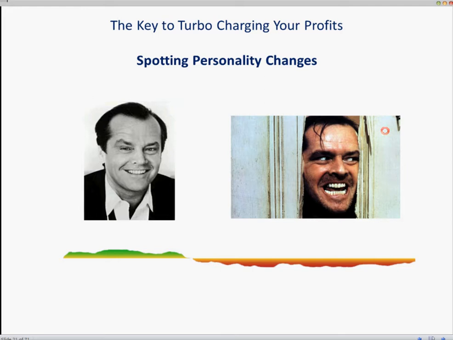Now, we've taken this concept one step further, this relative strength concept. I'm going to pose a very controversial proposition. The key to turbocharging your profits and keeping them is spotting personality changes. Now, what do we mean by a personality change? It's a stock that's been outperforming the market, so the relative strength indicator is green, that becomes an underperformer, or vice versa.